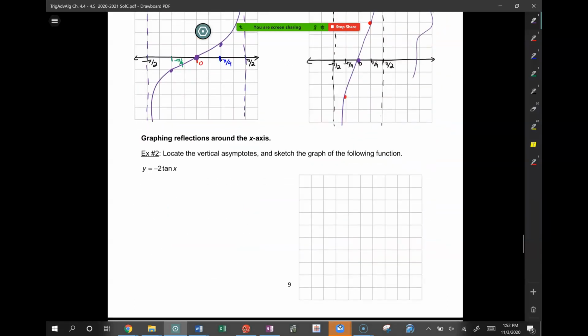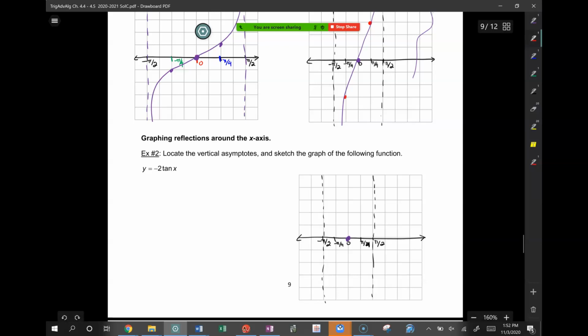All right. The next one, let's do that super quickly. Now we have -2 tangent x. So again, we start from -π/2 to π/2, 0, -π/4, π/4. I put in my asymptotes. Okay, now put the center point where it belongs.